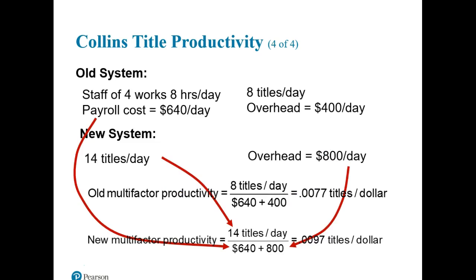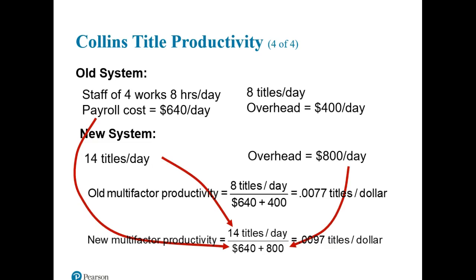And here we have another computation of a multi-factor productivity, but with the new system, wherein we have 14 titles per day divided by the payroll cost of 640 plus 800 in overhead expenses. That equals 1,440, which computes to 0.0097 titles per dollar.